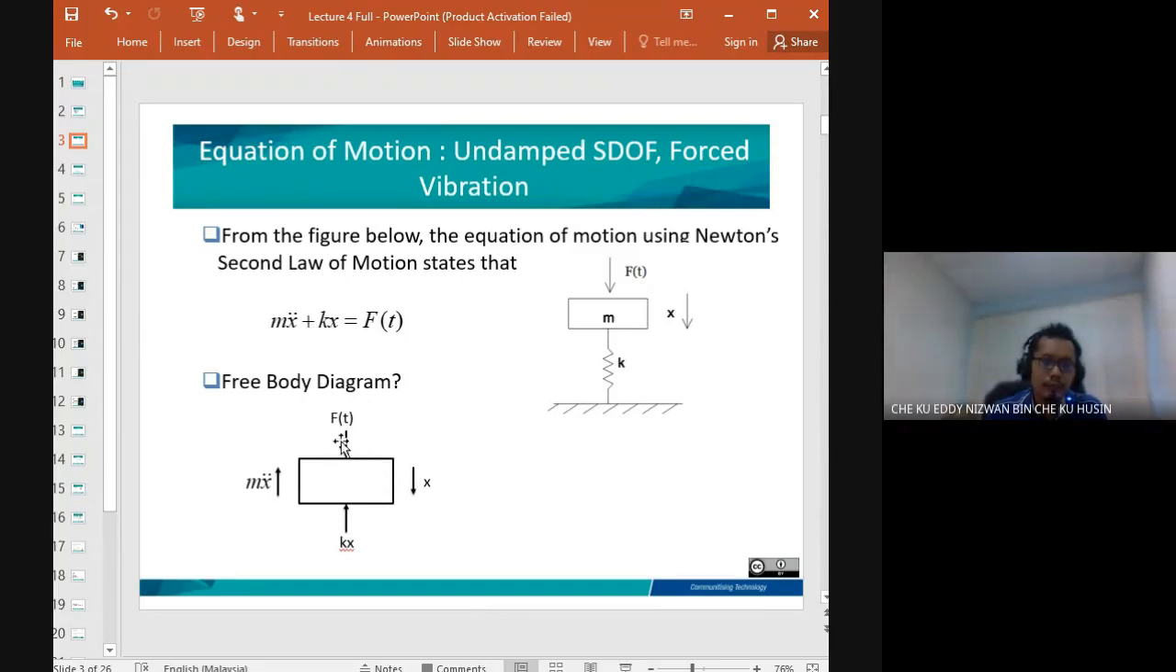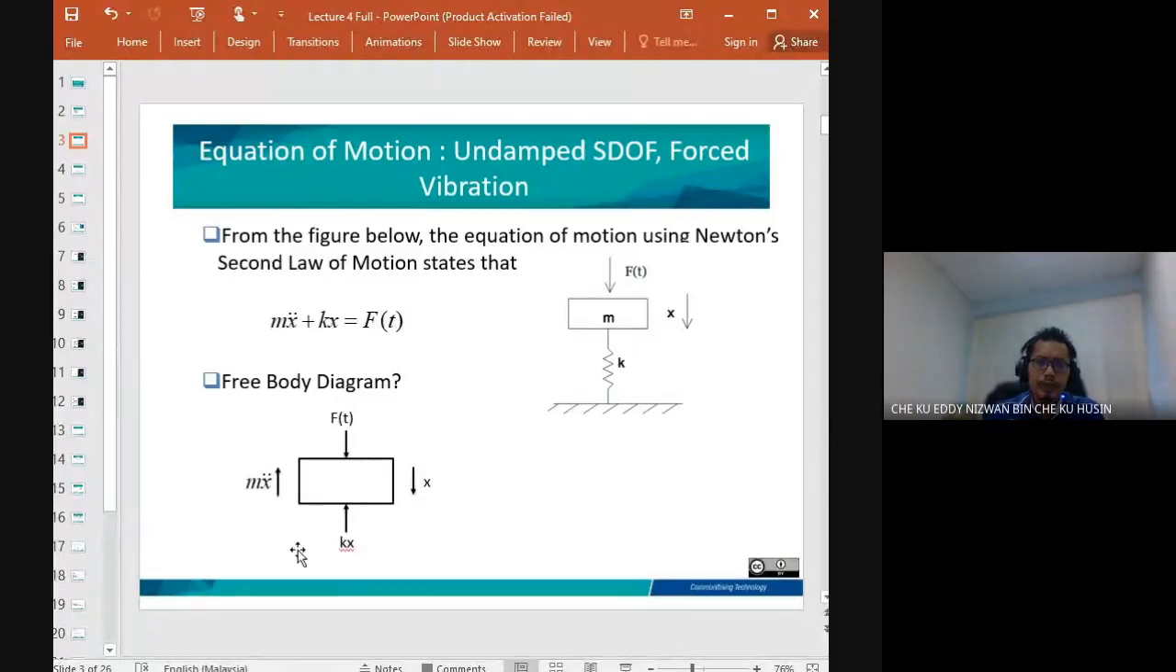In the free body diagram, we consider that the force is induced in the positive direction, downward. The mass moves downwards, which is the same direction as the applied force, and then the reaction forces come from the spring and the inertia to balance the system.